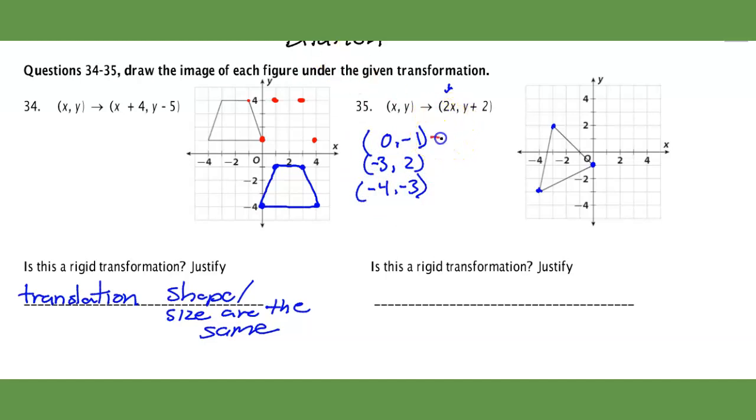So for each of these, we want to double the x and add 2 to the y. So if I double the x, let's try this. Double the x, that's still going to be 0. 2 times 0 is 0. If I double negative 3, I'm going to get negative 6. If I double negative 4, I'm going to get negative 8.